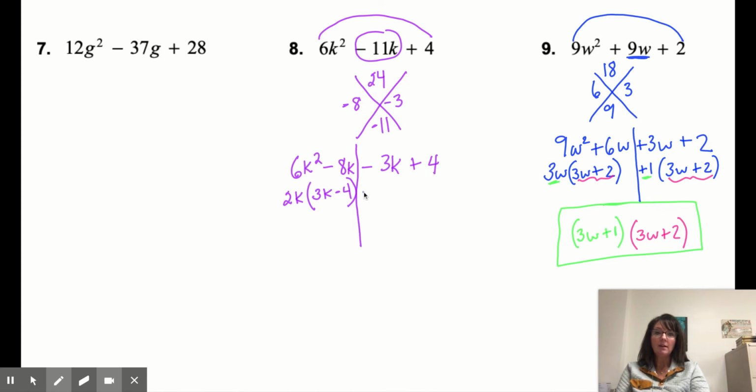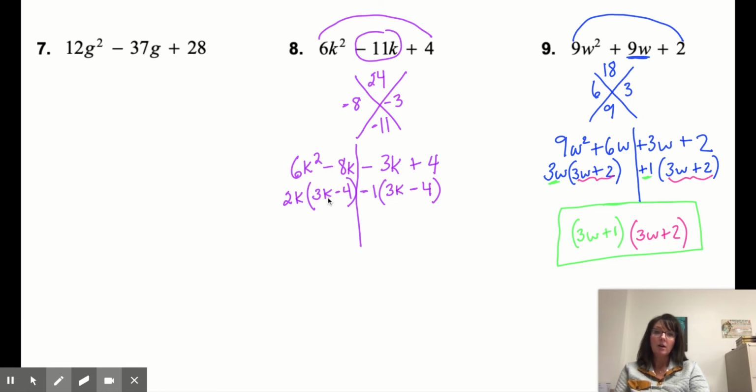If I factor out a negative 1, I will get a positive 3k and a negative 4. So this is where you have that power to change it, to make what's inside the parentheses on the right-hand side match what's inside the parentheses on the left-hand side. If you make a mistake, double check it. If it's not working out, see where the mistake is.